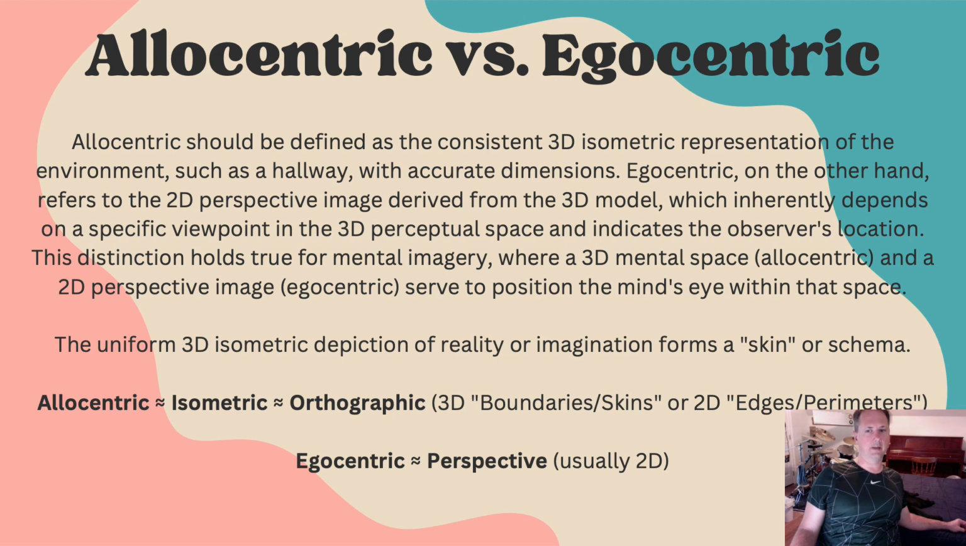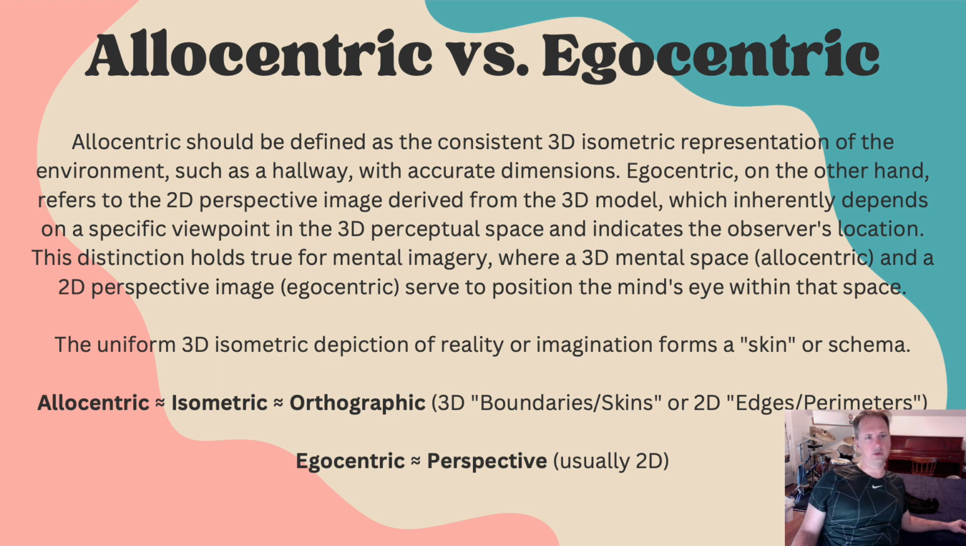And we should define allocentric as the consistent 3D isometric representation of the environment, such as a hallway, with accurate dimensions. Egocentric, on the other hand, refers to the 2D perspective image derived from the 3D model, which inherently depends on a specific viewpoint in the 3D perceptual space, indicates the observer's location.